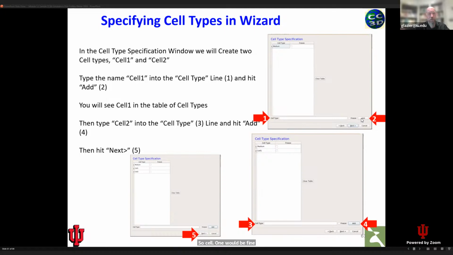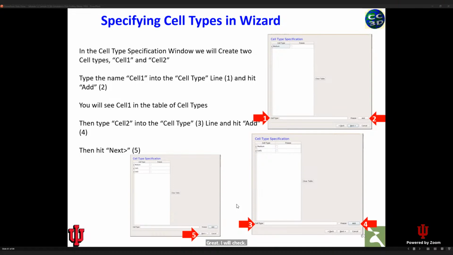And then hit Add. And then type cell 2 and hit Add. Could be normal cell and cancer cell would be fine. Any two names that are different, no spaces, no special characters. And if you don't hit Add, they're not added. So you have to remember to hit Add. When you have two, here's cell 1 and cell 2, hit Next.